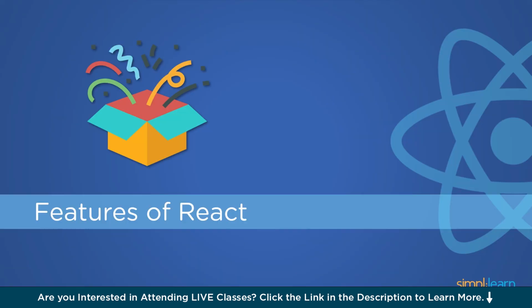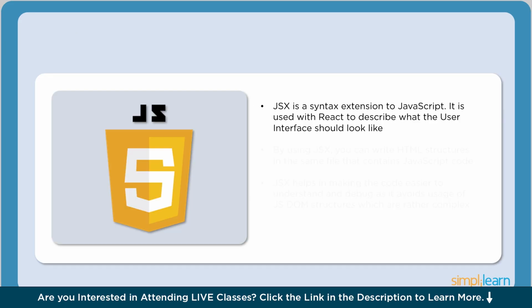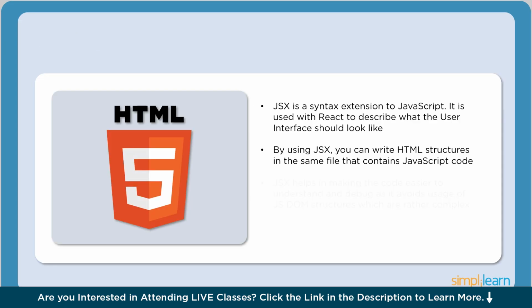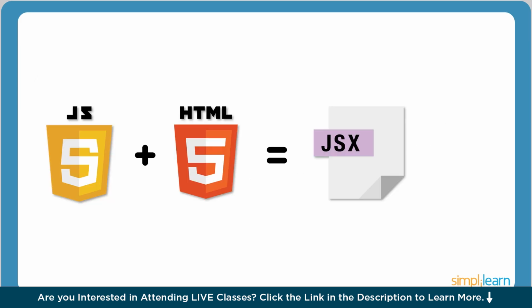Now let's dive into the features of React. First, let's understand JSX. JSX is a syntax extension to JavaScript. Using JSX, we can add HTML to the JavaScript file. All coding in React is done using JSX. It also helps in making the code easier to understand and debug. Ultimately, JSX is a combination of JavaScript and HTML.